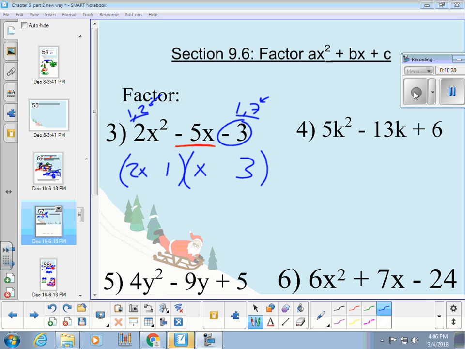And again, it's -3, so now I've got to arrange my signs so that I can get -5. And I think if I put 2x plus 1 and x minus 3, I think it's going to work. Let's take a look. And again, if not, I could fix it.